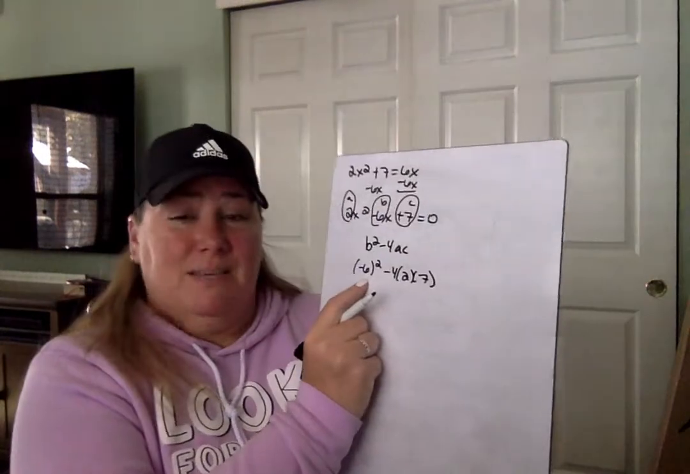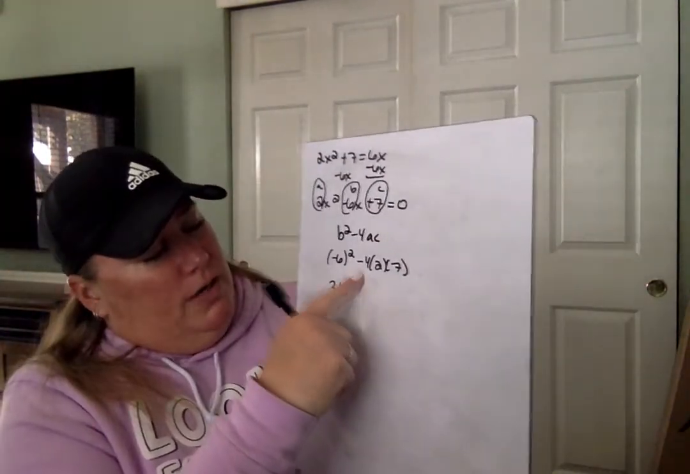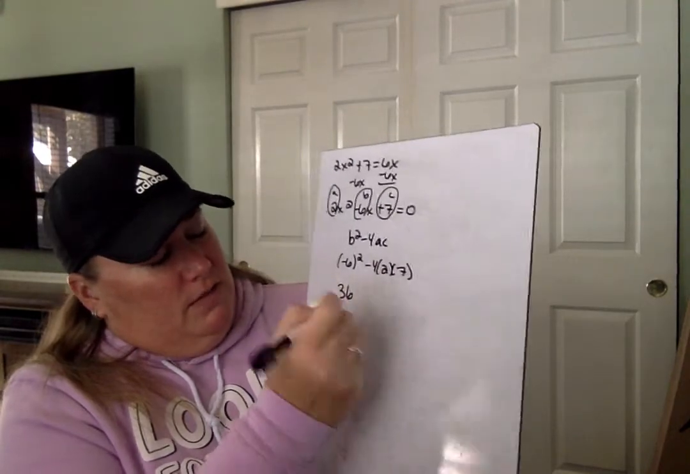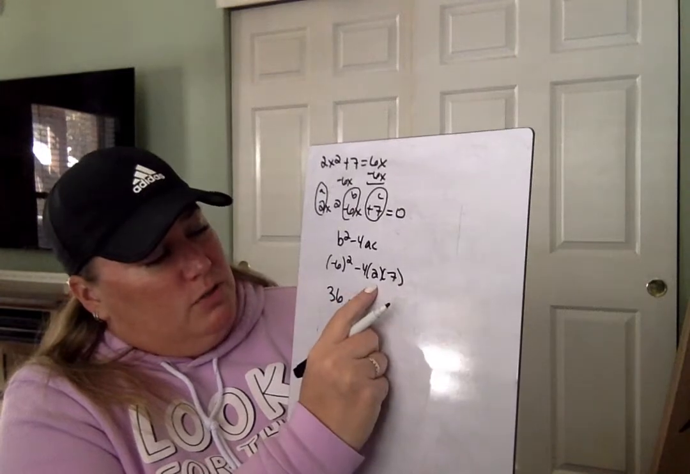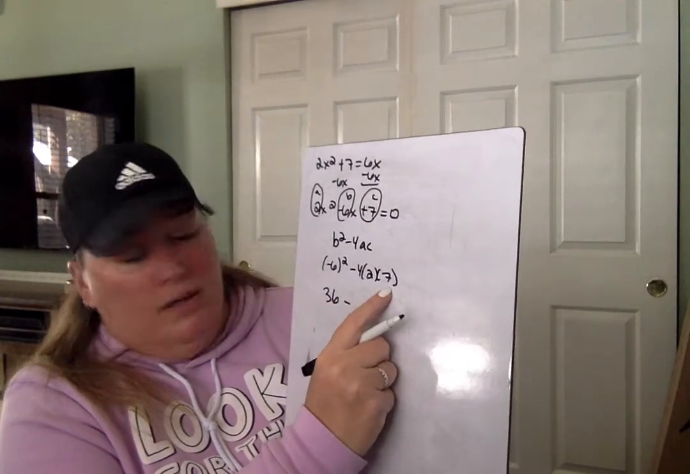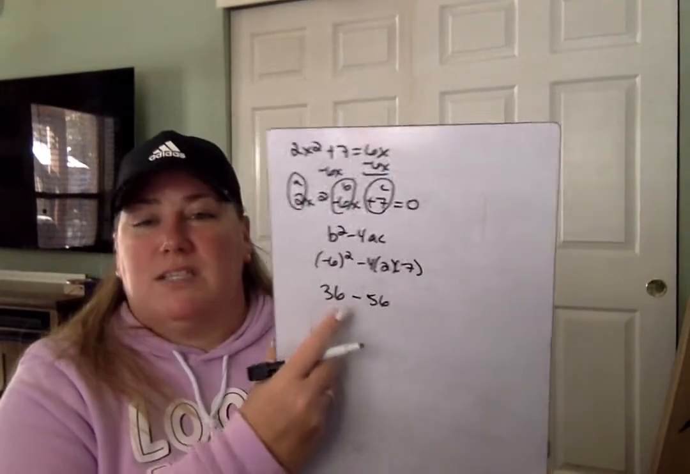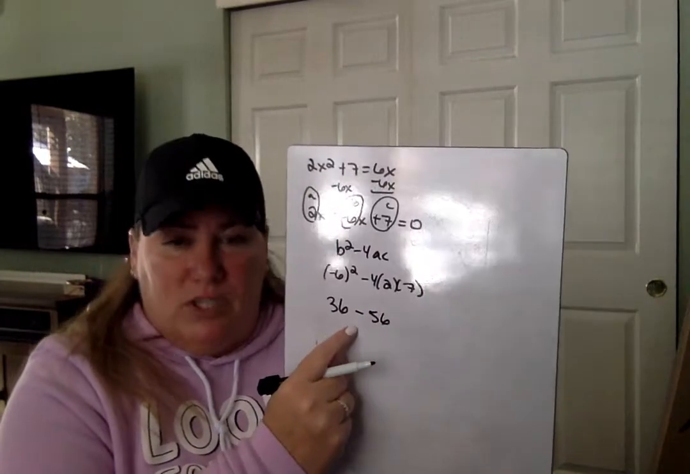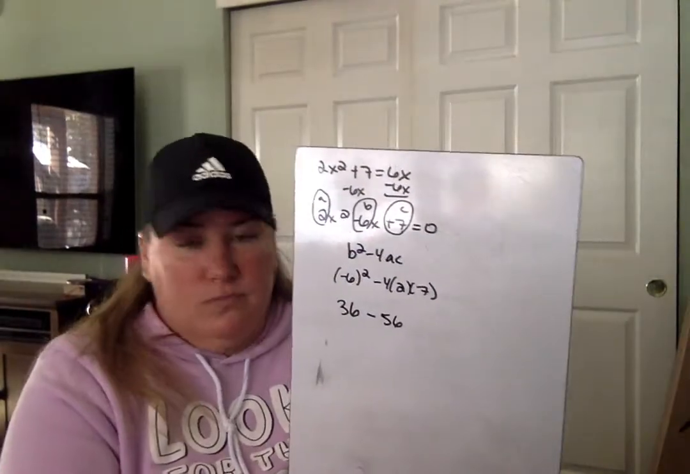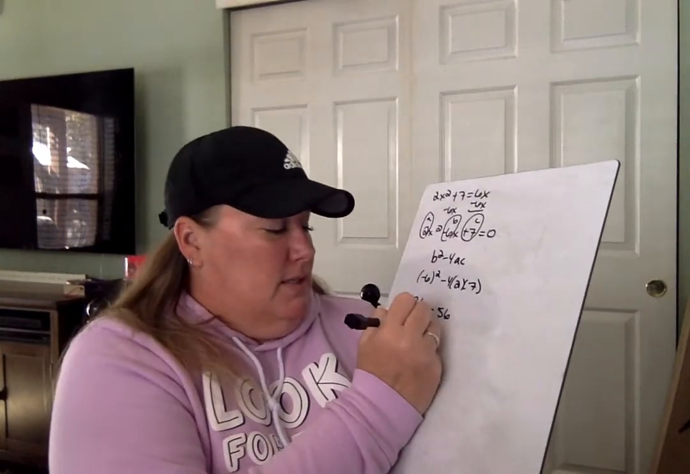Okay, negative 6 times negative 6 is 36. So a negative times positive is going to be a negative. So I'm just going to throw that negative down there. So 4 times 2 is 8. 8 times 7 is 56. Which is the same thing as saying negative 4 times 2 times 7, which is negative 56. 2 ways you can do that. Okay, 36 minus 56 is negative 20.